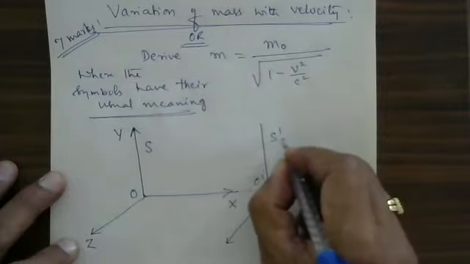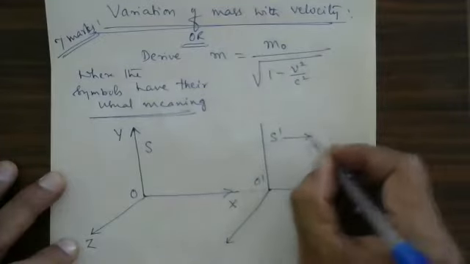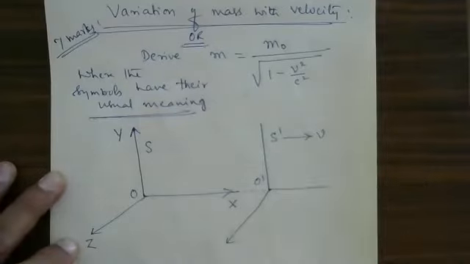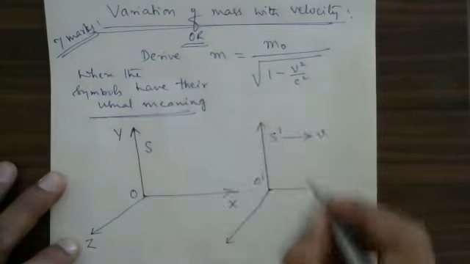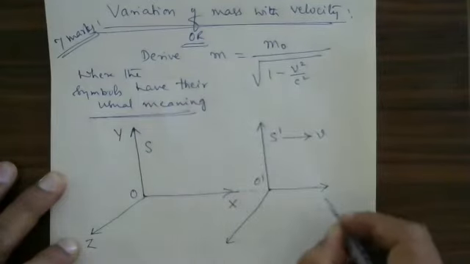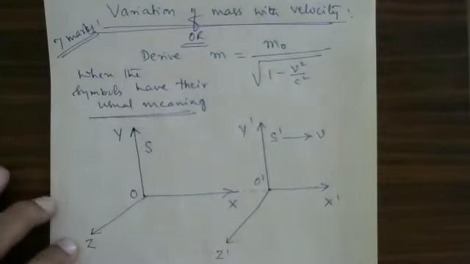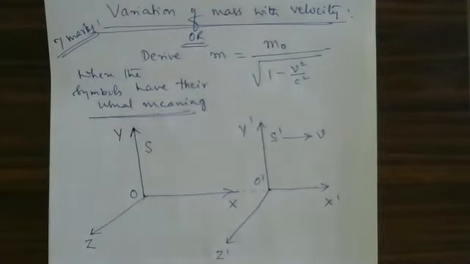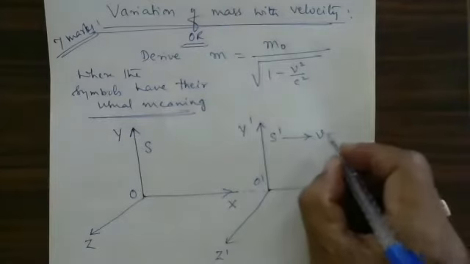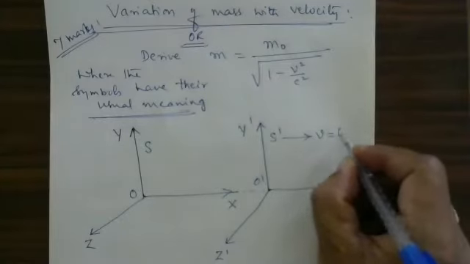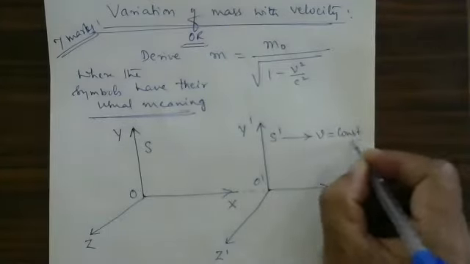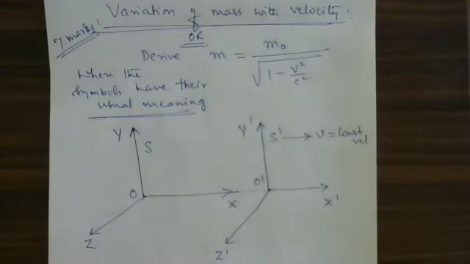This S dash is a moving frame moving with a uniform velocity V. V is the velocity with which the frame itself is moving, and its coordinates are X dash, Y dash, Z dash. So I have chosen two frames of references. Since it is moving along a straight line path, I can consider constant velocity.